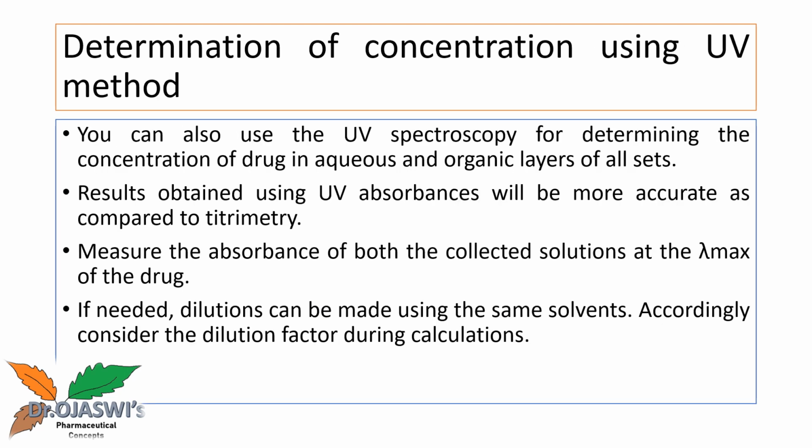The alternative method for determining the concentration of the drug in both the layers is UV spectroscopy. If students know the theory and principle of Beer-Lambert's law, if they know how to calculate concentration from this equation, and if they know how to calculate the dilution factor, then the determination of both the drugs in the aqueous as well as the organic layer can be done using the UV method also.